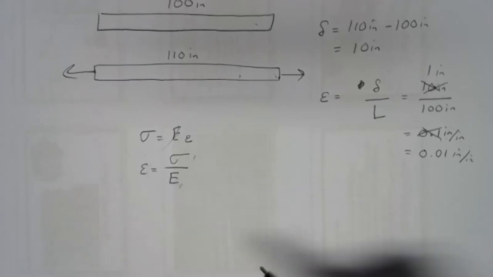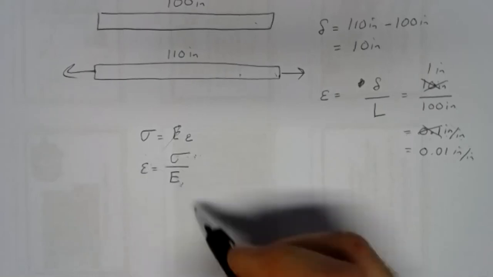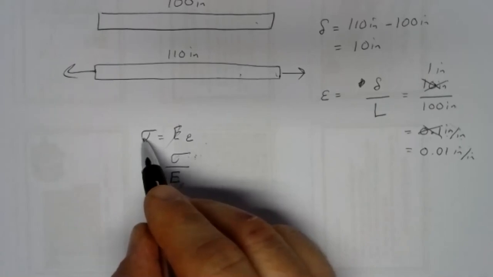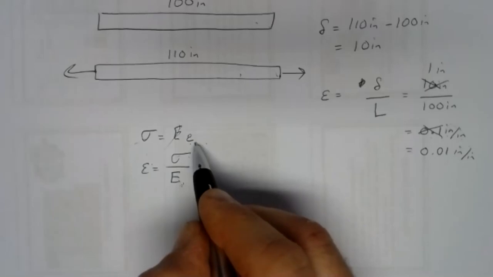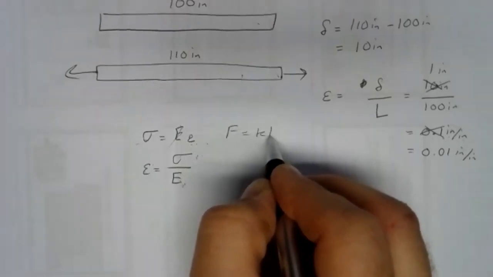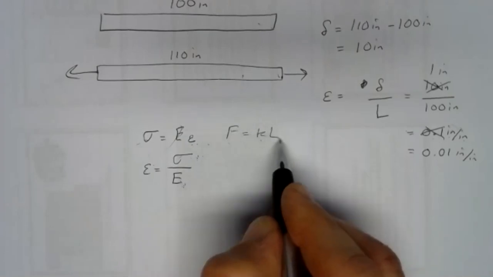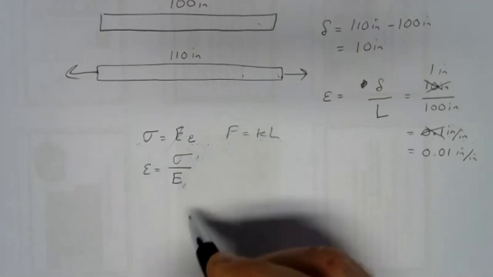So those are the three values that are tied together here: stress, strain, and Young's modulus. There's a proportionality. We push harder, we get more strain. We don't push as hard, we get less strain. Just like when we had F equals K times L, that's Hooke's law. Force equals some constant times the length. So there's a proportionality there.